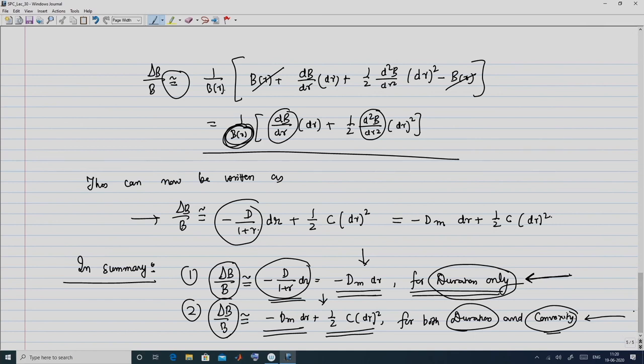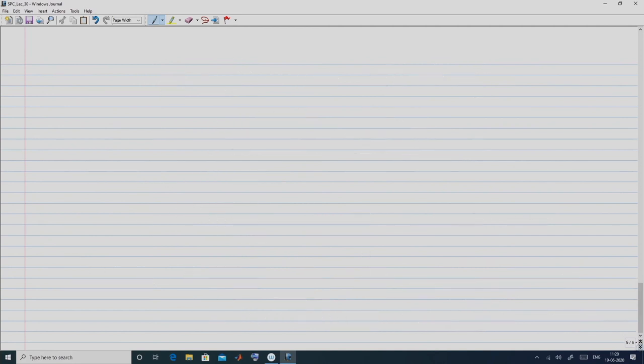And this is an estimation for what? This is the estimation for the percentage change in the bond price as a result of the interest rate moving by some small amount of dr.